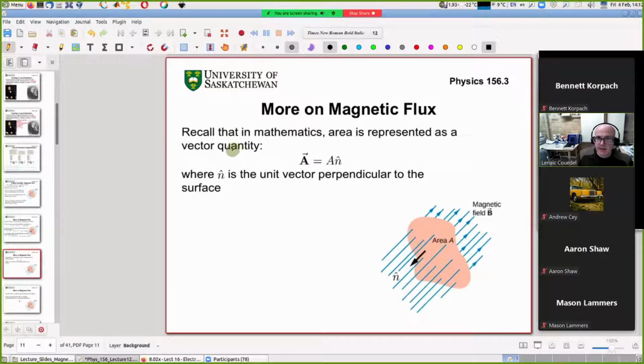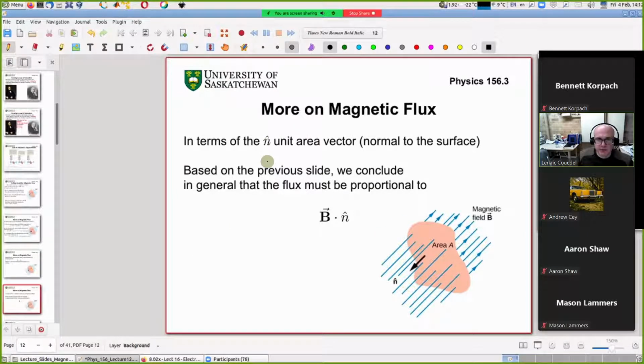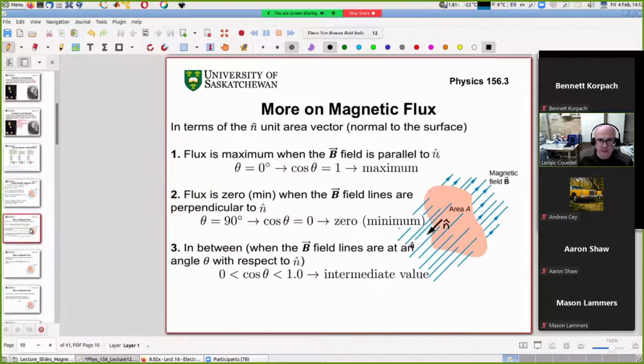So this n hat vector is very important to actually calculate the flux. In mathematics, the area is represented as a vector quantity. So a vector area, capital A vector, is A, a number in square meters, times n hat. Okay, so n hat is a unit vector perpendicular to the surface. Then in terms of n hat, the unit area vector normal to the surface, and based on the previous slide, we can conclude that in general, the flux will be proportional to B vector dot product n hat. Okay, and that's what we have here.